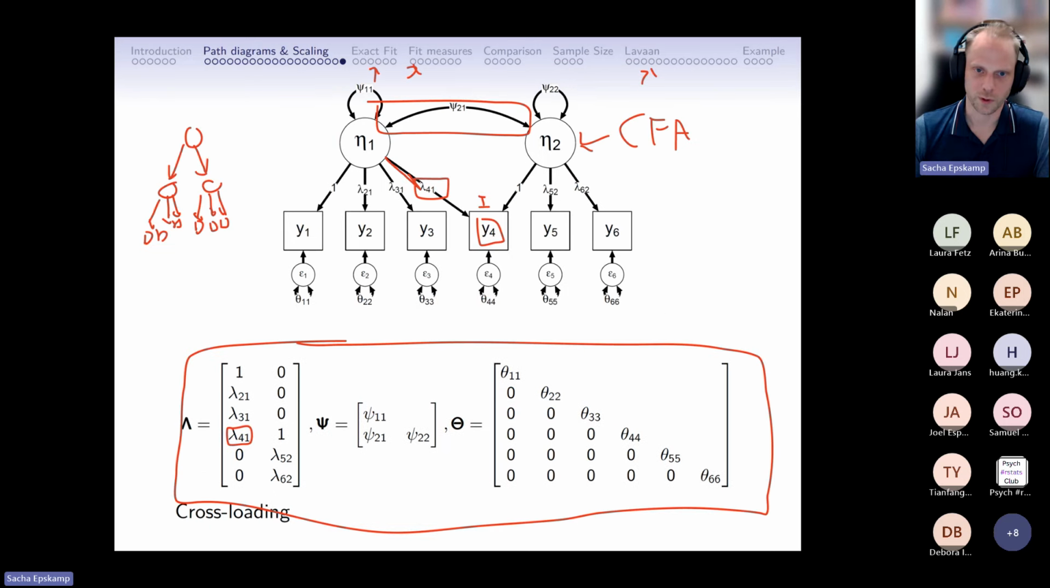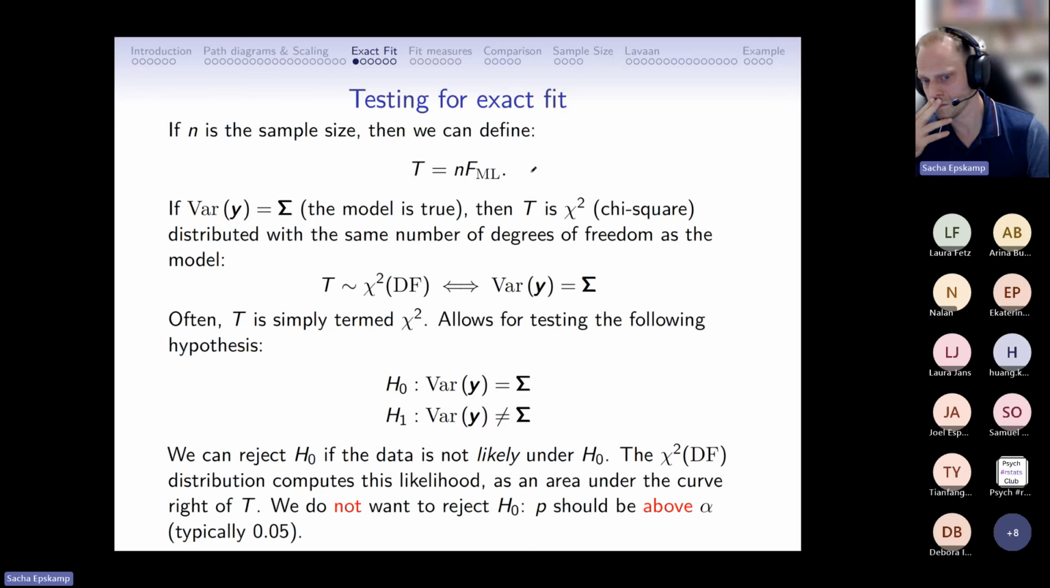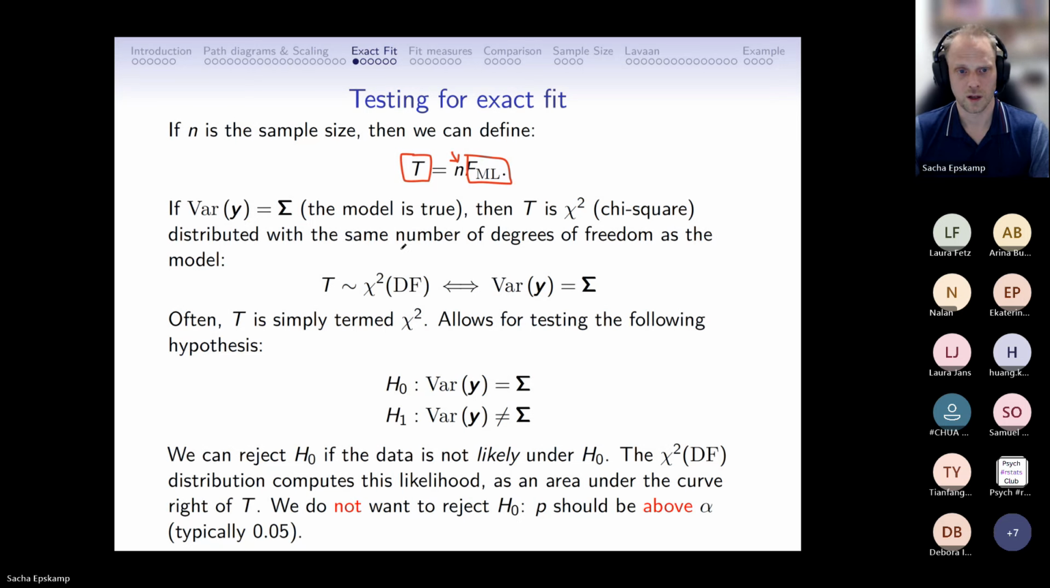We want to fit the model. Now, a nice thing is that we can get significance values out of it. If you have this F_ML, we can multiply it with the sample size to get something we call a test statistic. Normally, this is just called chi-square. The software will usually just call it chi-square, but you can think of it better as a test statistic. This test statistic is chi-square distributed with the same number of degrees of freedom as the model if the variance of y follows sigma, so if sigma is the true variance covariance matrix.